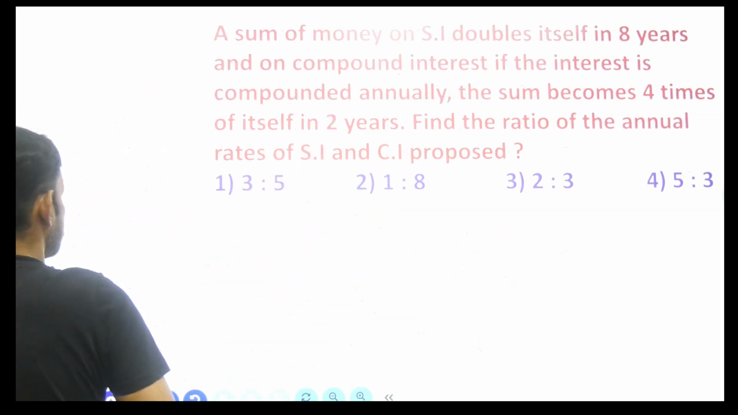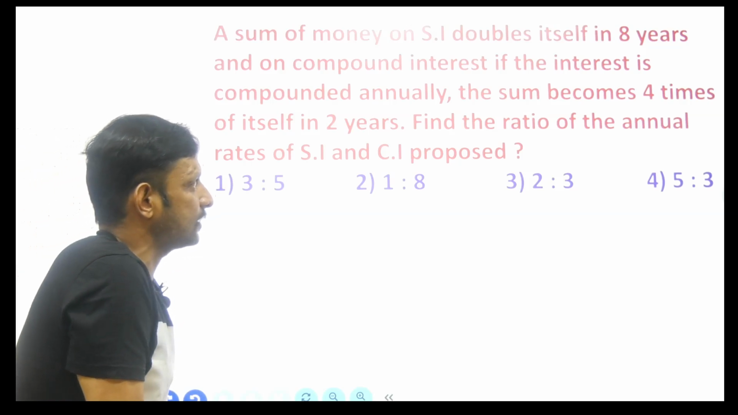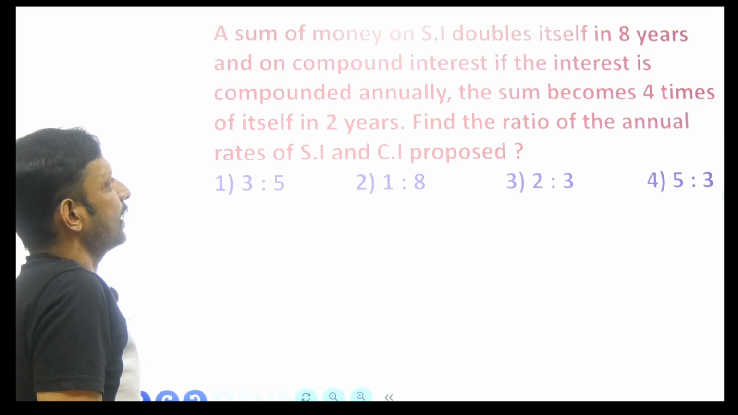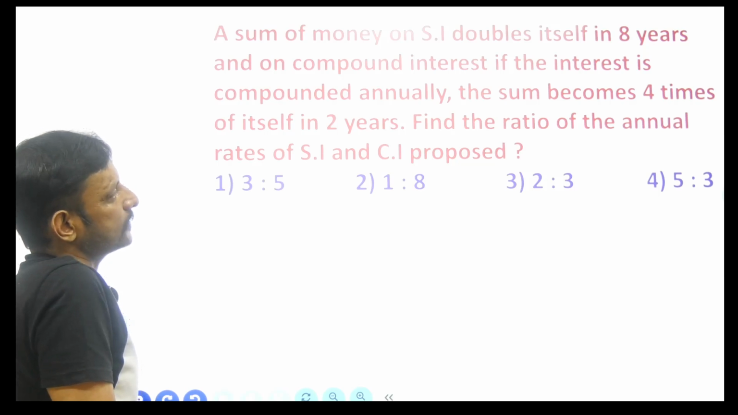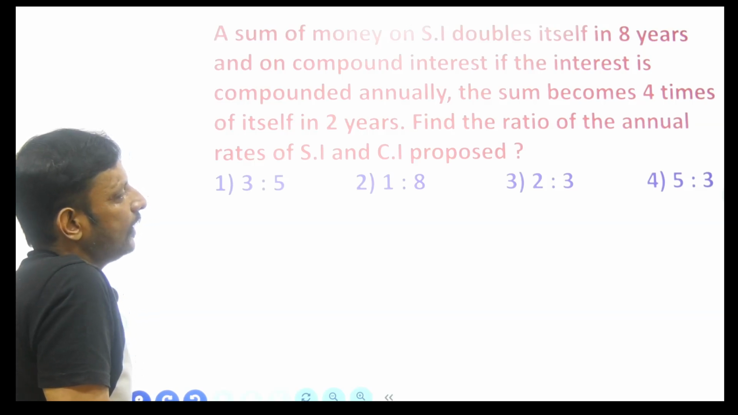Next, a sum of money on simple interest doubles itself in 8 years, and on compound interest, if the interest is compounded annually, the sum becomes 4 times of itself in 2 years. Find the ratio of the annual rates of simple and compound interest.